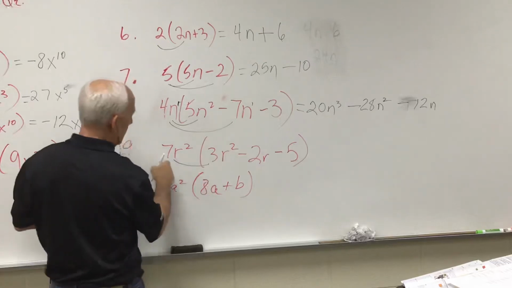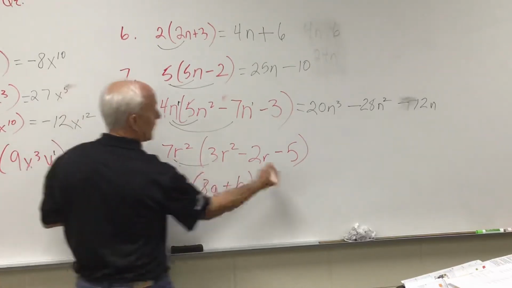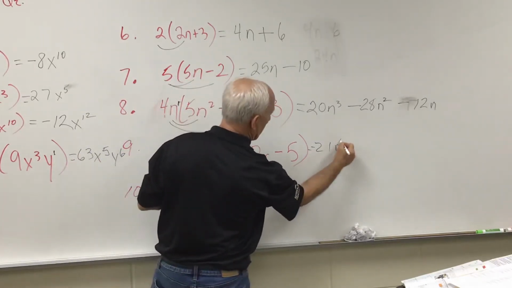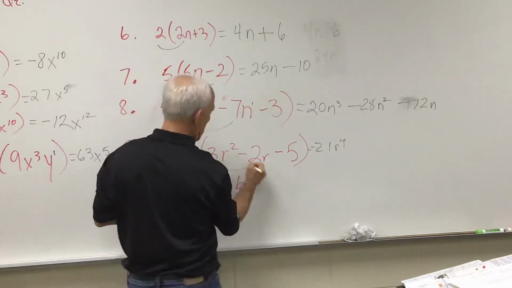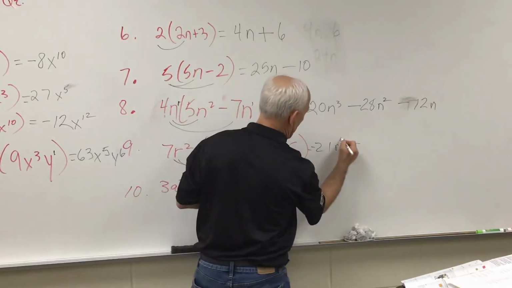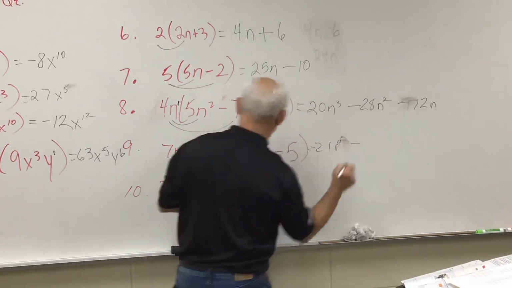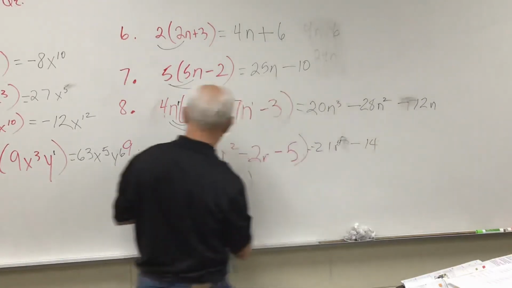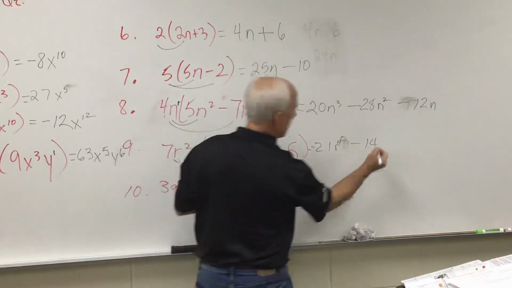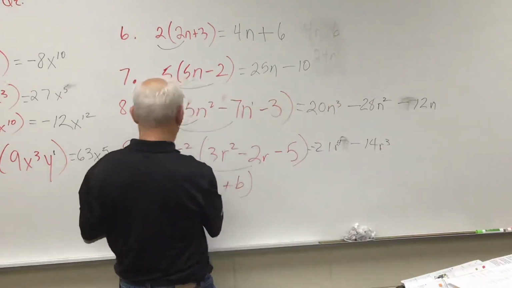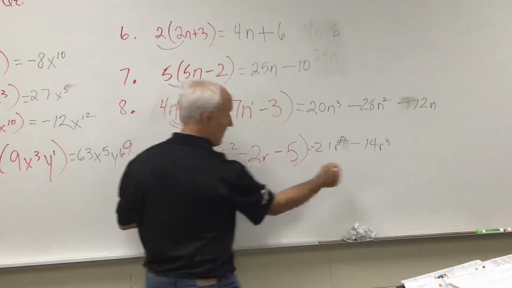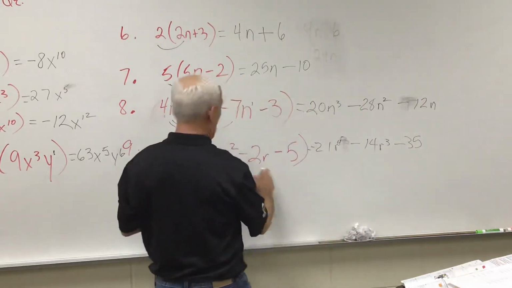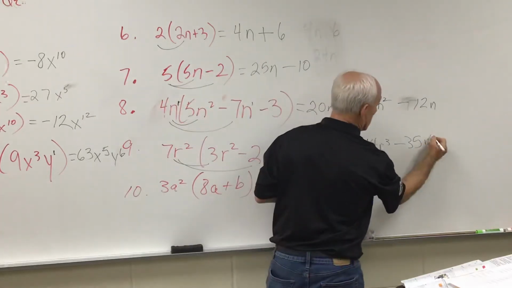Last 2. Real quick, you ready? 21, r squared is r to the 4th. Second one, minus, right? All right, let's see. 2 times 7 is 14. R squared times r is r cubed. And then 7 times negative 5, negative 35. And let's see, r squared stays the same.